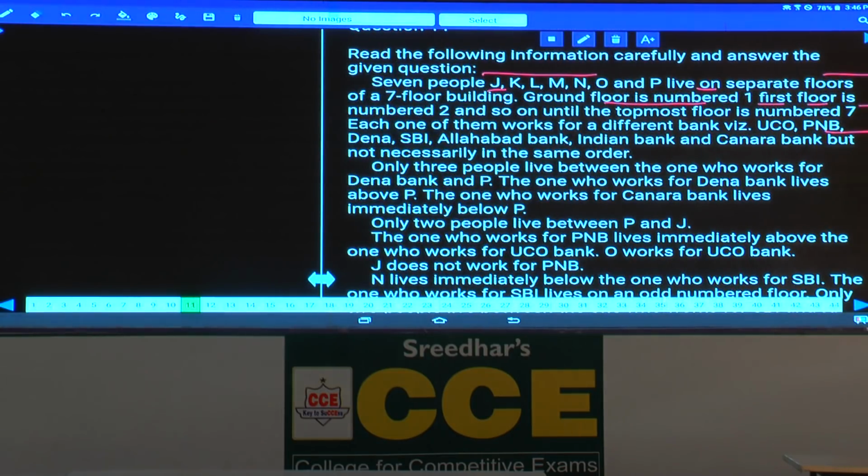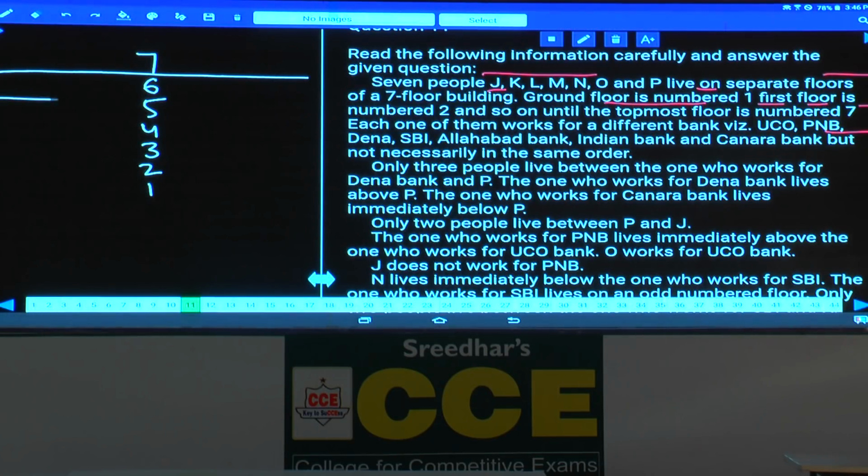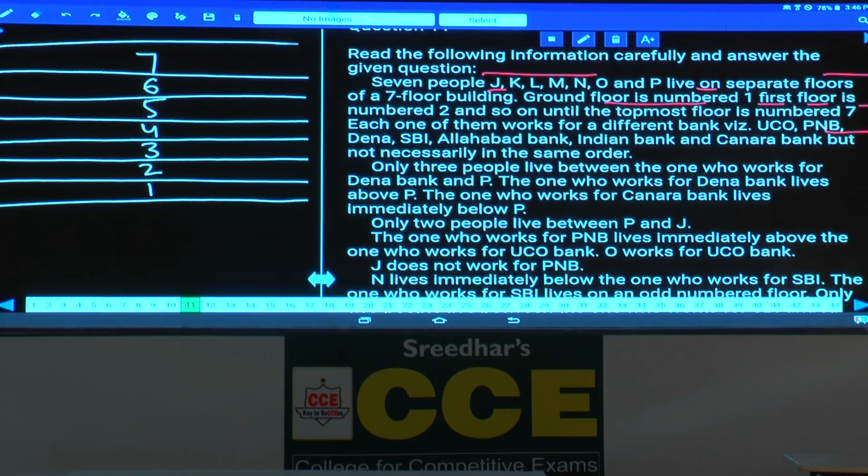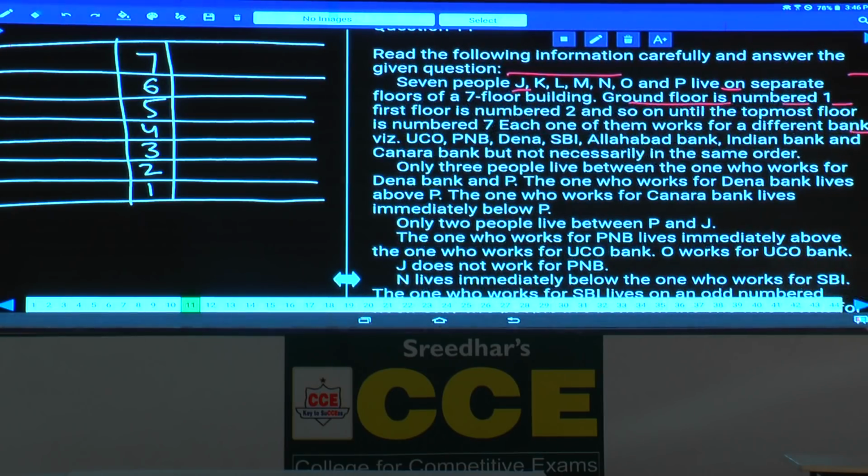Then first condition. Now in this, whenever this floor arrangement is given, always fix the floors at the center. 7, 6, 5, 4, 3, 2 and 1, isn't it? Then tell me how many possibilities do we have for this P and the Dena Bank. Then what is the first information, tell me here?